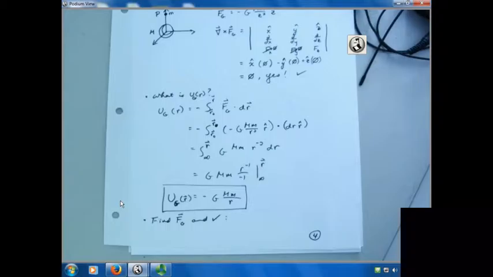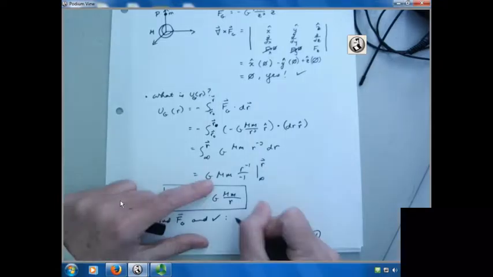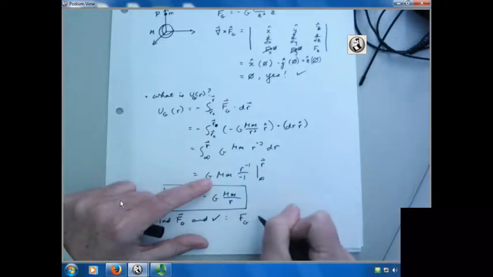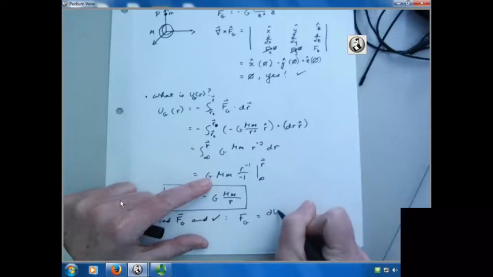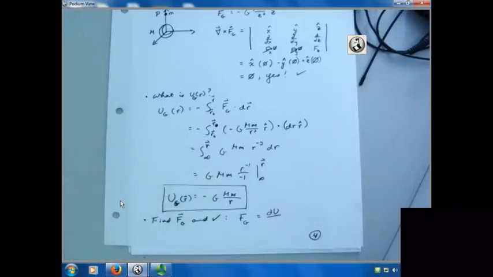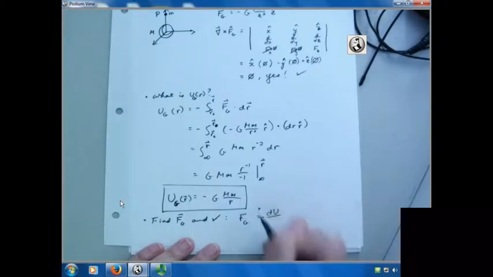Or are we doing, I'm going back? You're finding FG to check, to see if you get your original. From this, you're finding FG. Okay, your first line should be FG is equal to minus the partial of U with respect to something, with a minus sign out front and a question mark above.